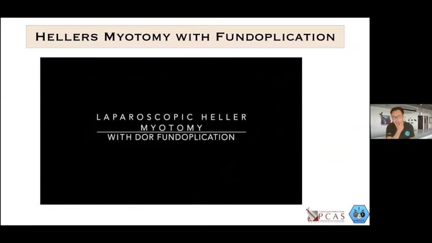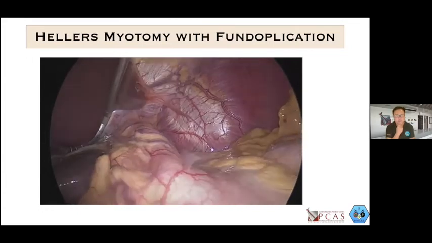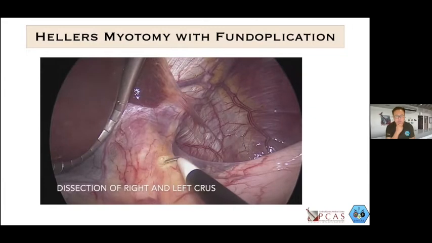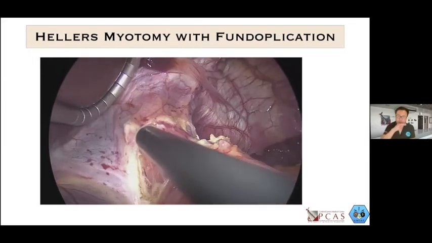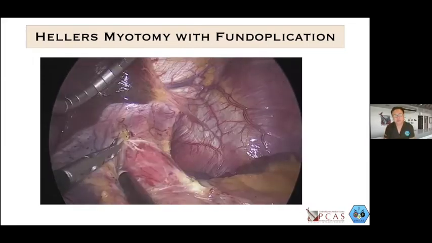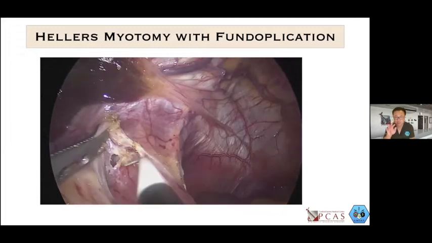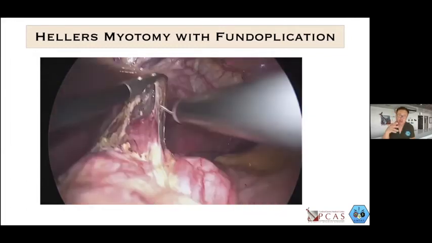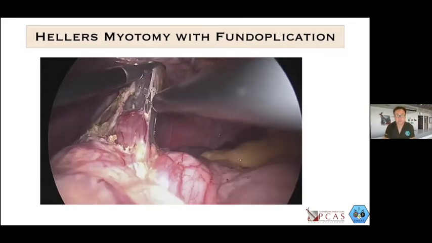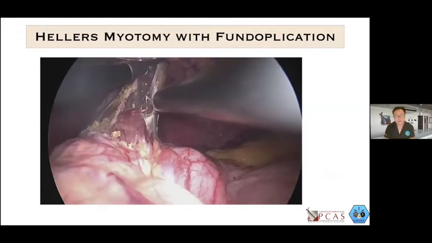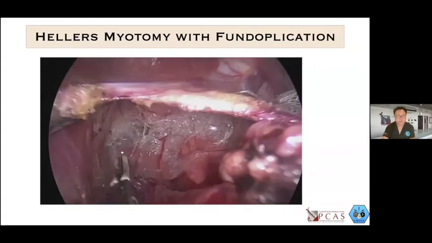So just to show you how we do also our dissection. This is a Heller's myotomy with fundoplication. I think a Dor fundoplication. Because it's just a Heller's myotomy, you would just want to open the anterior portion of that crura. Dissection is done to be able to identify that surgical plane in between the left and the right crus, and of course your esophagus. You don't want to injure that esophageal tissue. Then obviously, once you've done your dissection, you would want to do your mediastinal dissection.